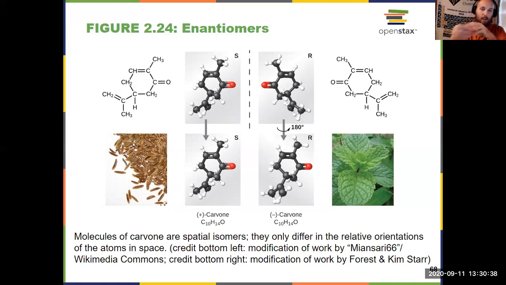Everything's the same, even the bonding. They just differ in the placement in 3 dimensions. Okay. And those are called spatial isomers. That's not something you'll be responsible for in general chemistry, but they're an important topic in organic chemistry. So that wraps up section 2.4.